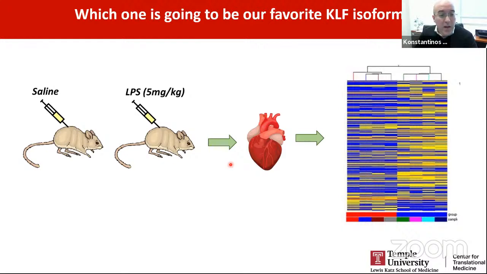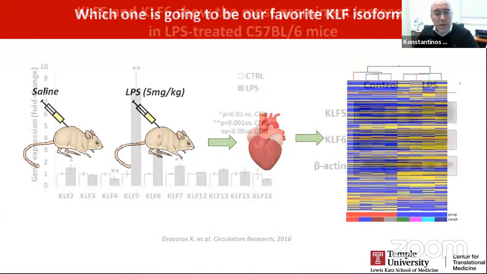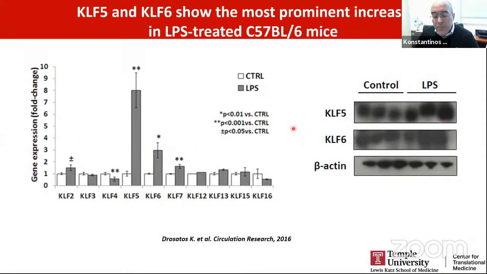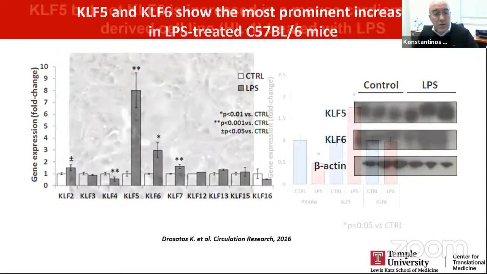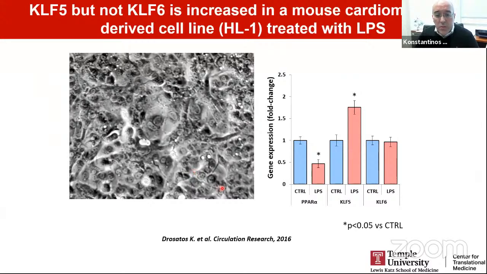So we did an experiment with endotoxemia. We injected mice intraperitoneally with LPS. We collected the hearts and we ran a whole genome array analysis. And this analysis, which was followed by real-time PCR validation, drew our attention to 2 isoforms, which were KLF5 and KLF6. So then we treated a mouse cardiomyocyte cell line with LPS, and between KLF5 and KLF6, it seems like LPS induced the expression of KLF5.